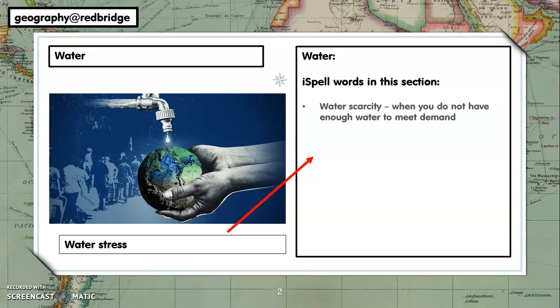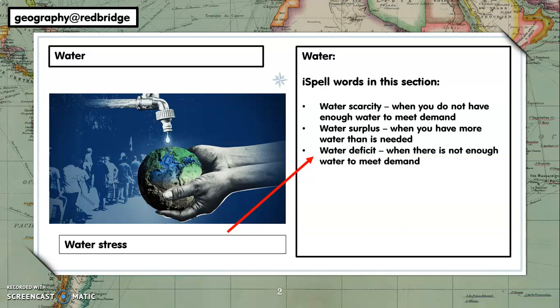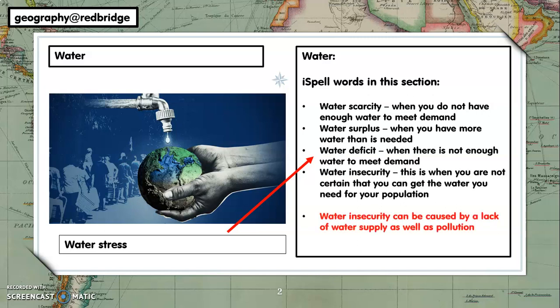Right, so our iSpell words, just to recap, we've gone through these in the previous lesson, but if there's anything that you don't quite understand, you need to get the definitions down. You need to learn them. You'll notice I've got a red arrow pointing to water deficit, and that links into the keyword at the bottom here called water stress. Water stress is very, very similar to water deficit. It's effectively, if you're not going to get water, you're stressed.